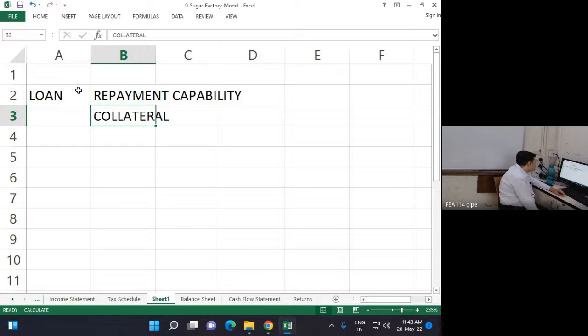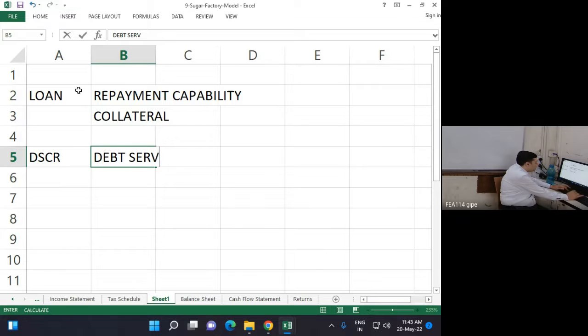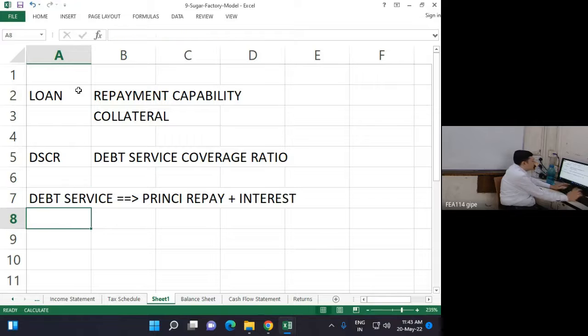Okay. But the question is, how does a bank assess the repayment capability of a project? So for analyzing the repayment capability, the bank finds what is called the debt service coverage ratio. Now, what is debt service? So how do you service a debt? By paying the principal back and making the interest payment. So in a given year, whatever amount of principal you are repaying and interest amount that you are paying, both put together will be termed as servicing the debt.